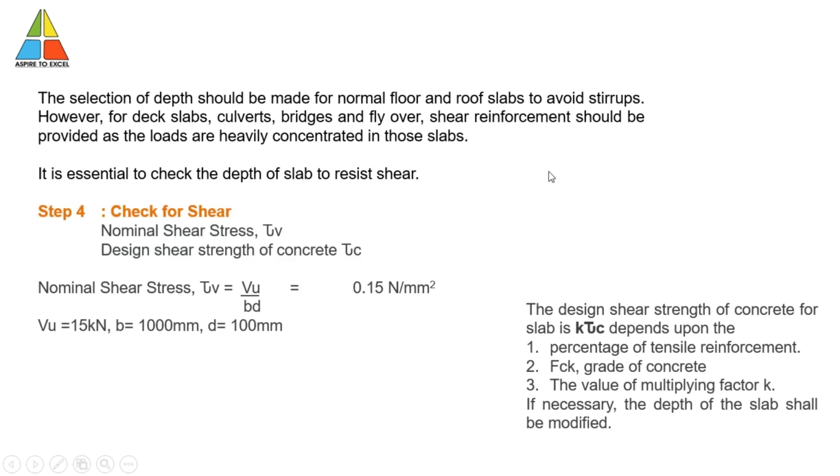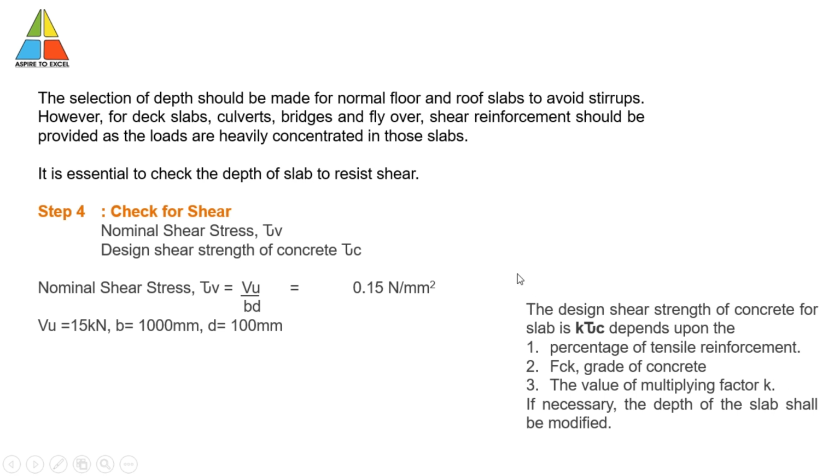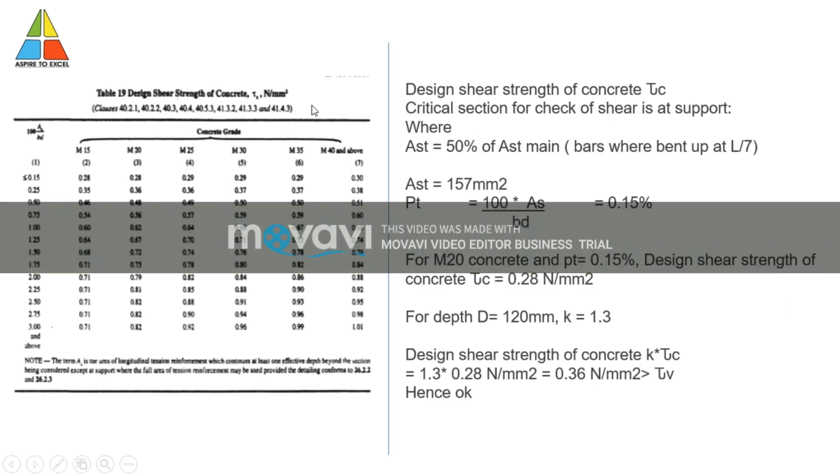On the other side, we need to calculate the design strength of the concrete to resist the shear. This value is K times tau c. Tau c depends upon the percentage of steel reinforcement, the grade of concrete and the multiplicative factor K. And if this check fails, we have to redesign. So let us see whether the design strength is more than the shear being acted upon. This is Table number 19, given in the IS code.